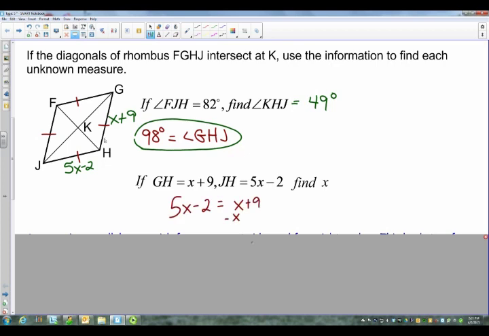And now you solve. So subtract x, add 2. That gives me 4x equals 11. Divide by 4.